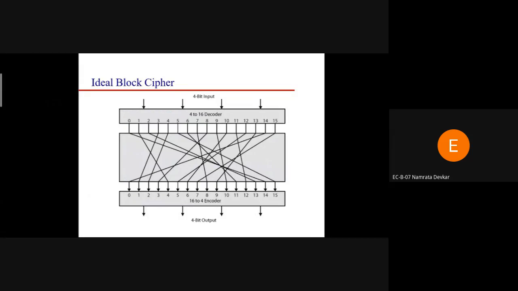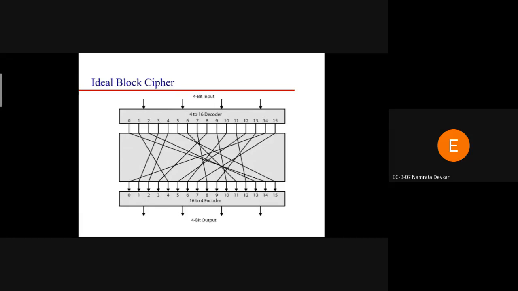Based on the input bits, first we have to use the encoder and decoder. Here first we use the 4 to 16 decoder, because the ideal block cipher uses the formula 2 raised to n. So what should be 2 raised to 4?